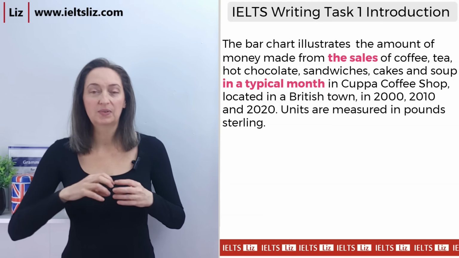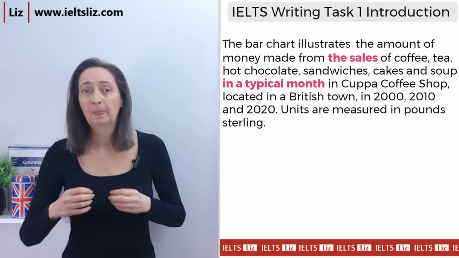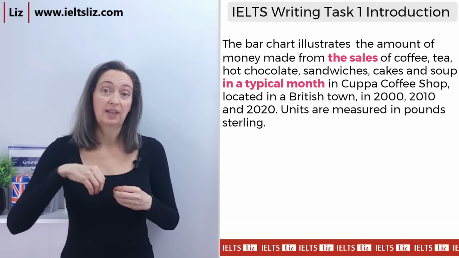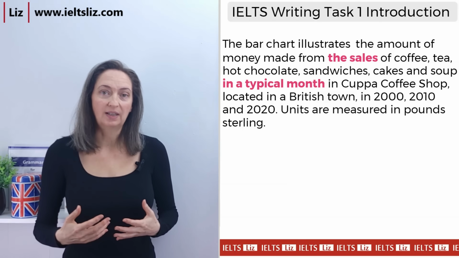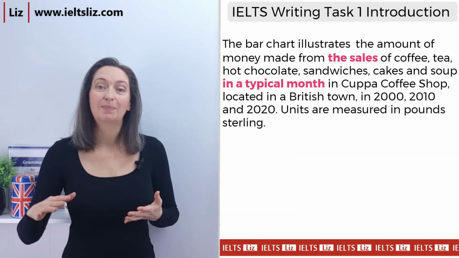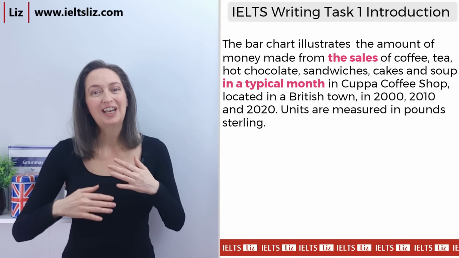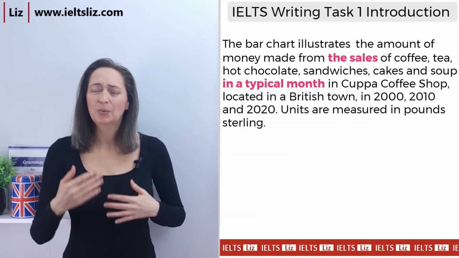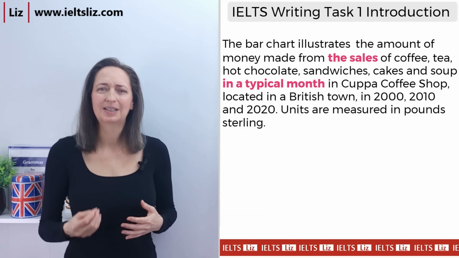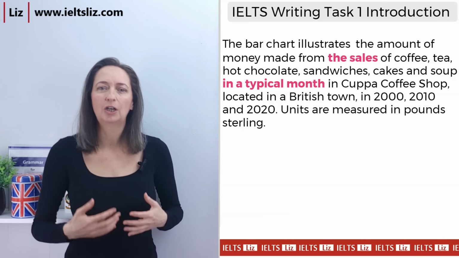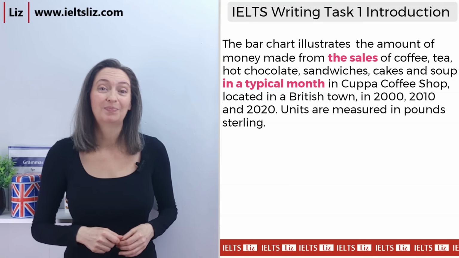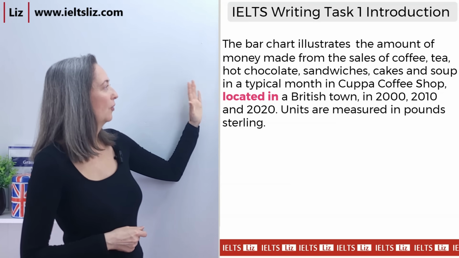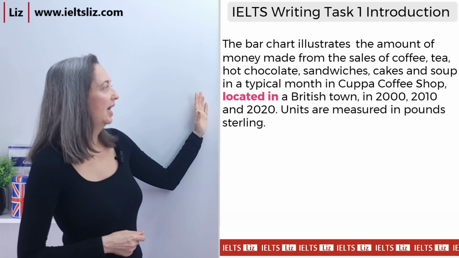And what we've also done is we've separated the information. The word sales is no longer with that. It's separate. And this is part of paraphrasing as well. You're changing the order of information, and that changes the grammar structure. So paraphrasing isn't just about using synonyms, it's also about creating a unique grammar structure that you've created in the test room. After that, we've got in Cuppa Coffee Shop, located in a British town.